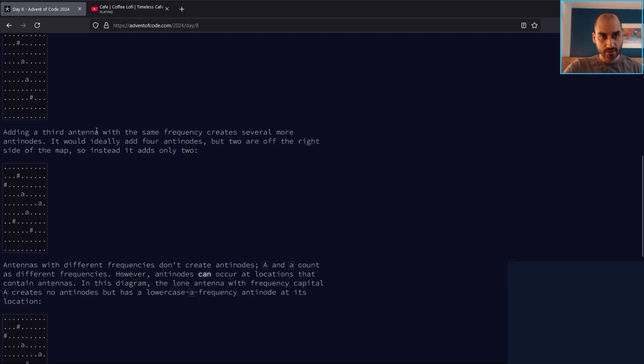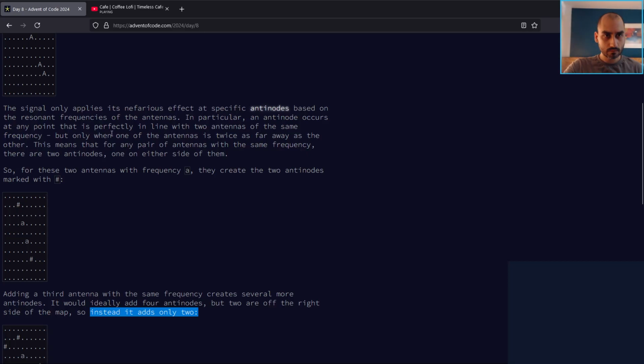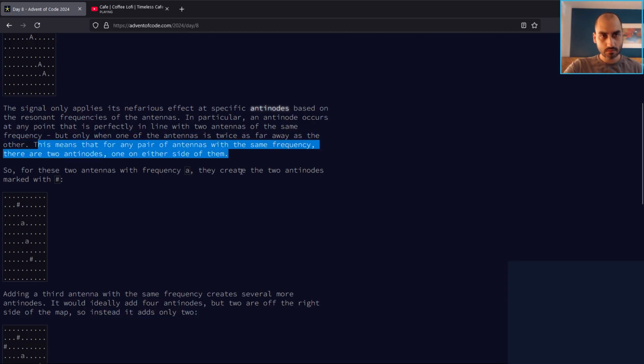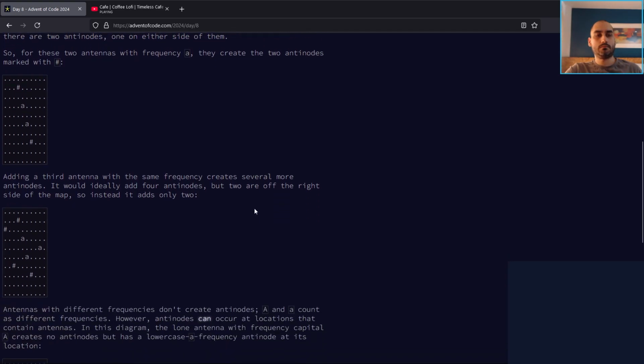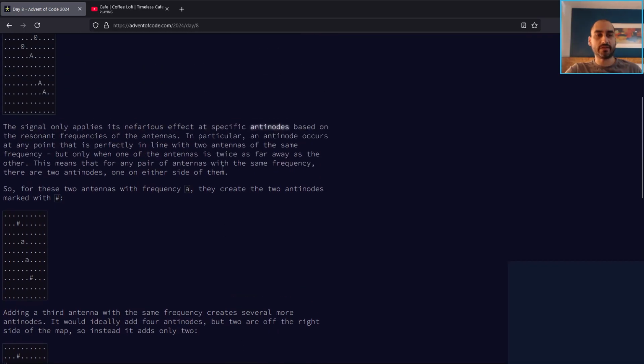Okay. Adding a third antenna with the same frequency creates several more antinodes. It would ideally add 4 antinodes, but 2 are off to the right side of the map. Instead it adds only 2. Oh! So you are allowed to add 4 antinodes. So what do they mean by this sentence here? Do they mean at least 2 antinodes? They're saying there's always 2 guaranteed?